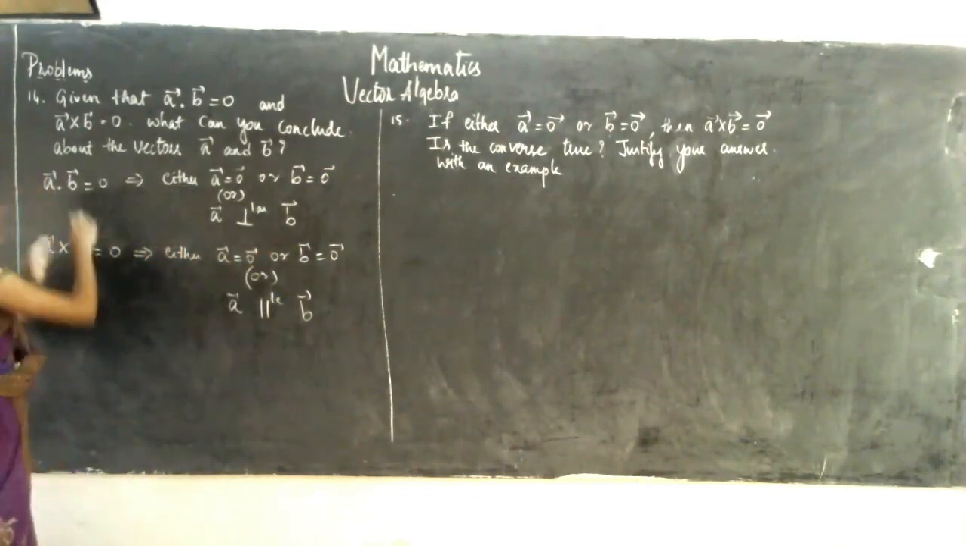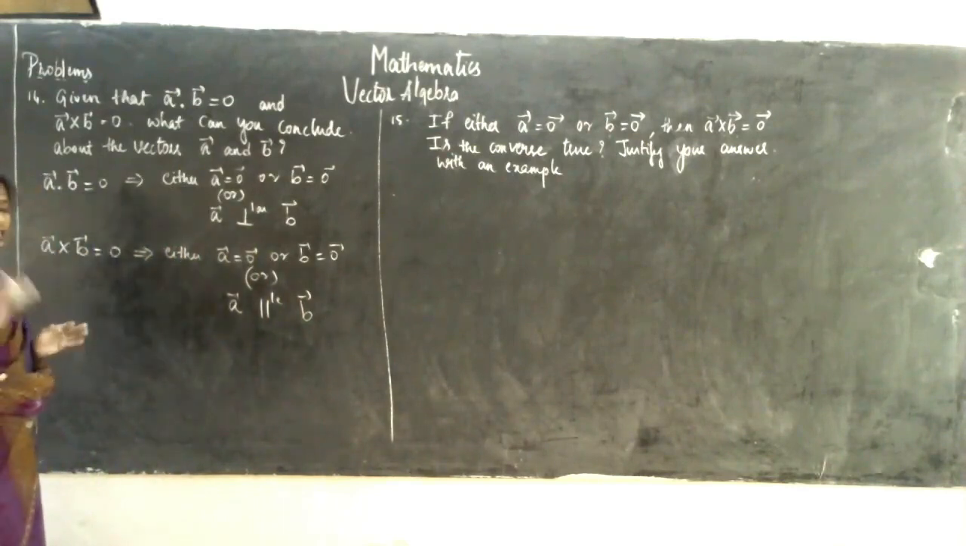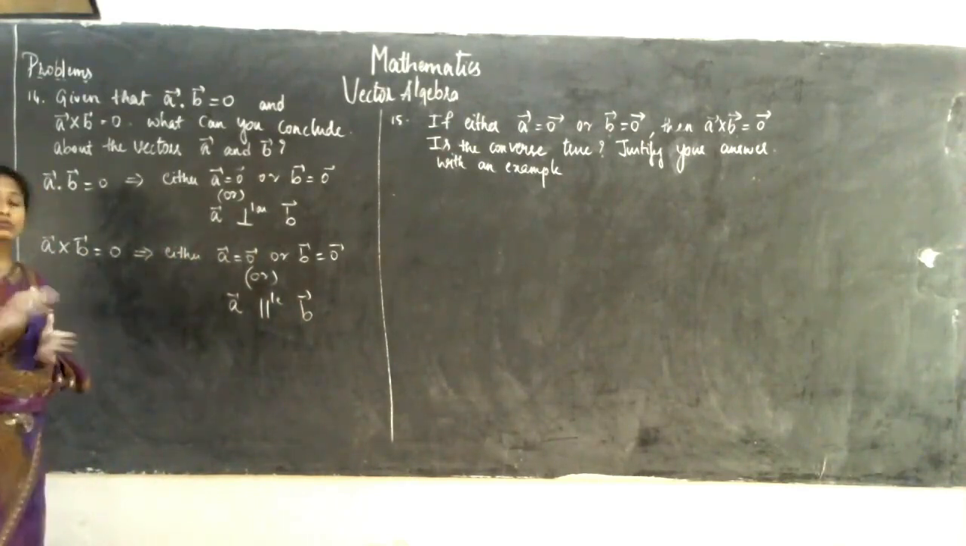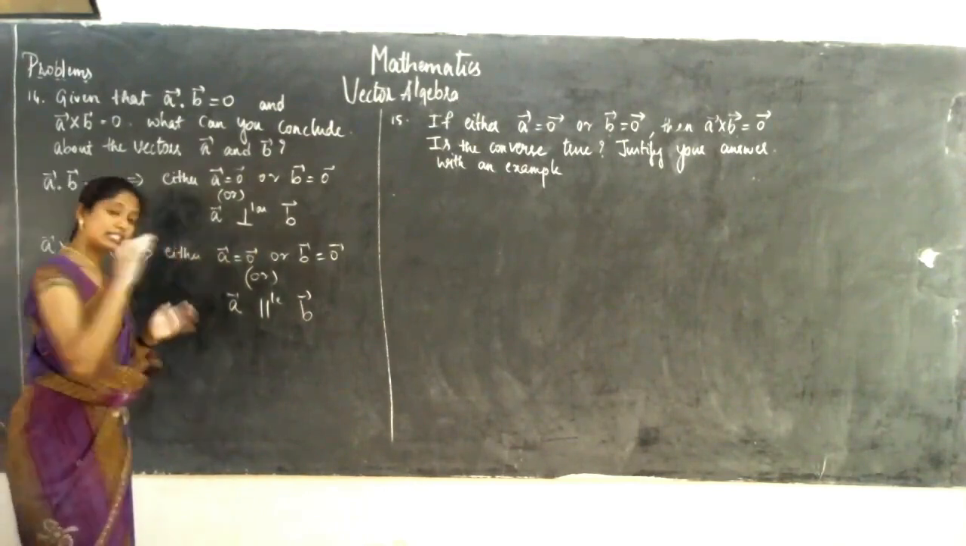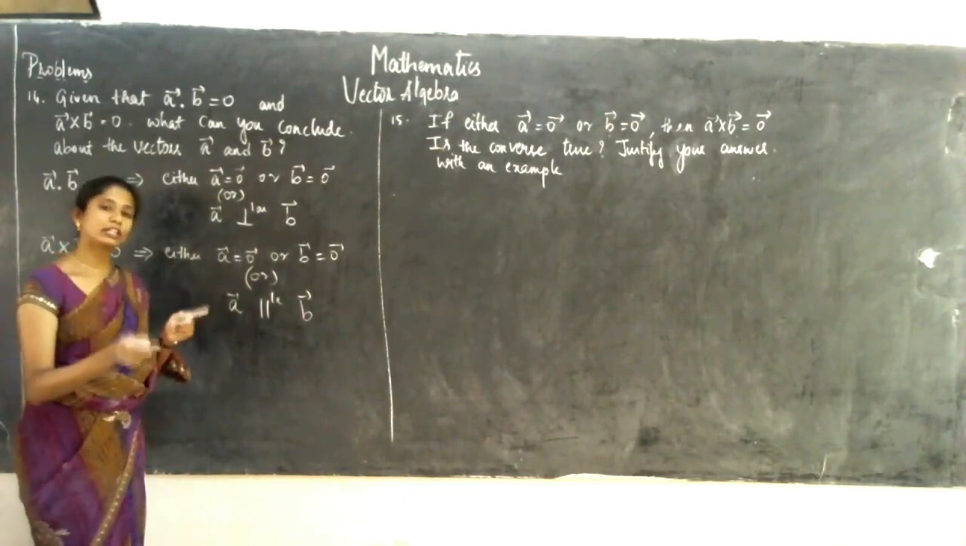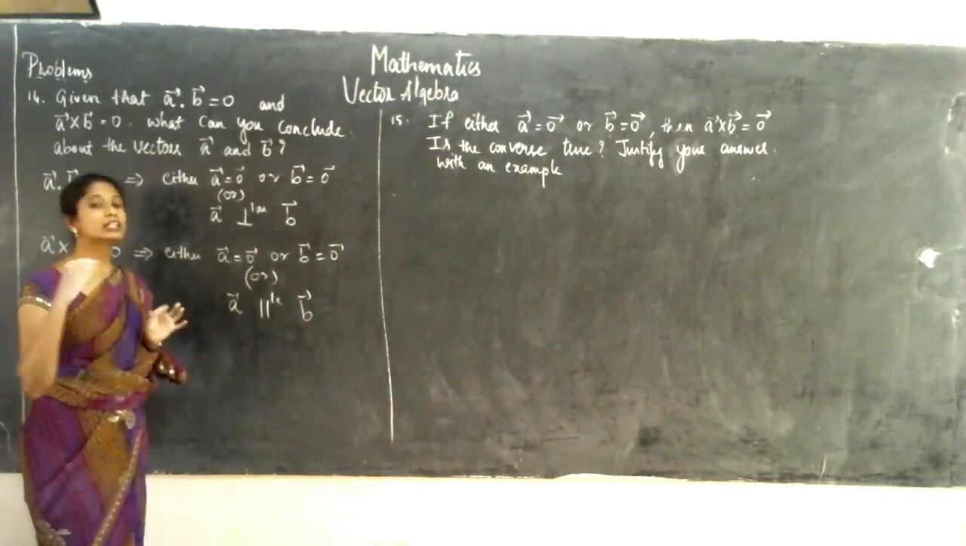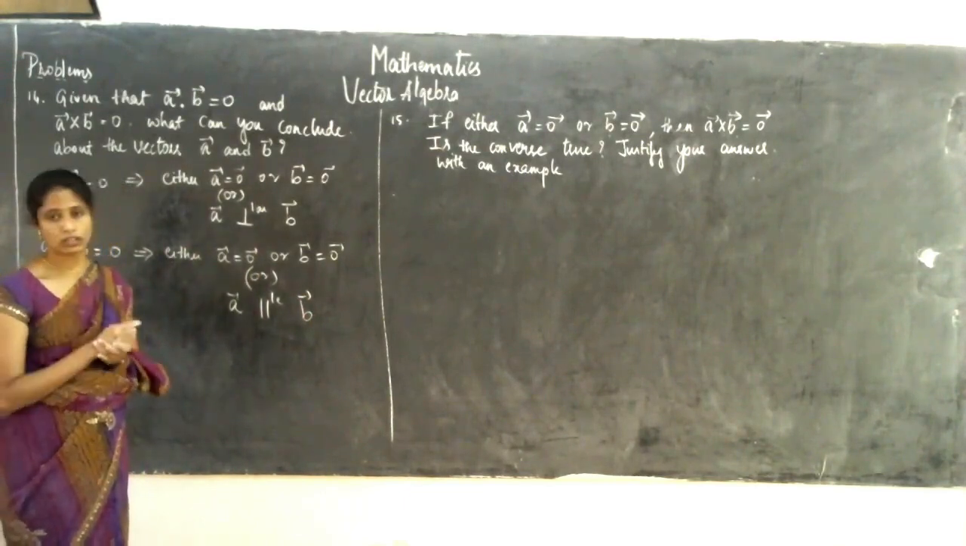Now they have given that vector A dot vector B is 0, and even vector A cross vector B is 0. Is it possible? Can the vector at the same time be perpendicular to the other vector and parallel to the other vector? It is not possible.